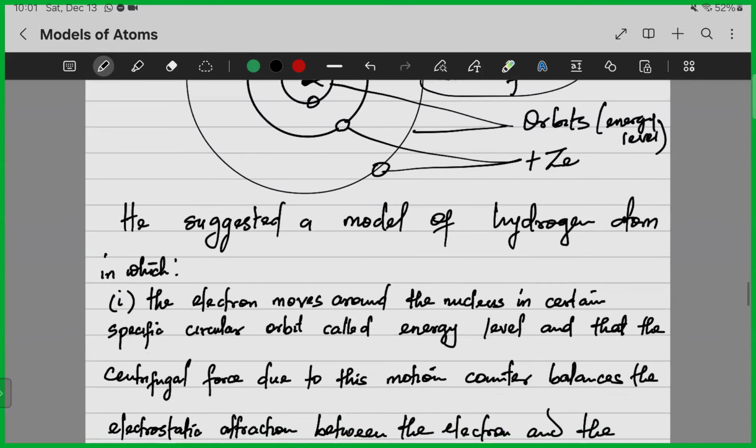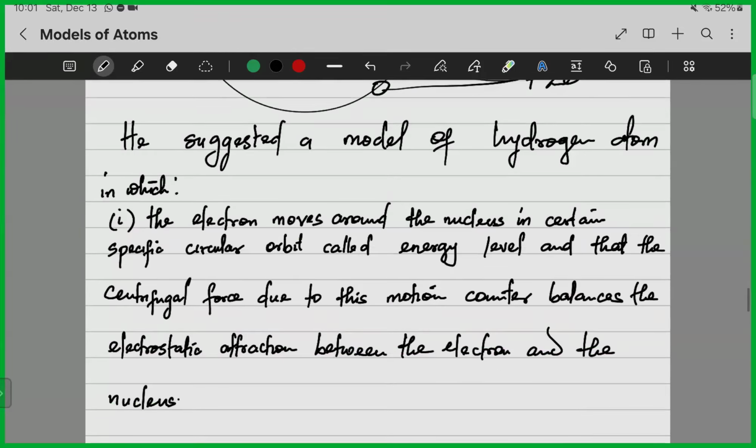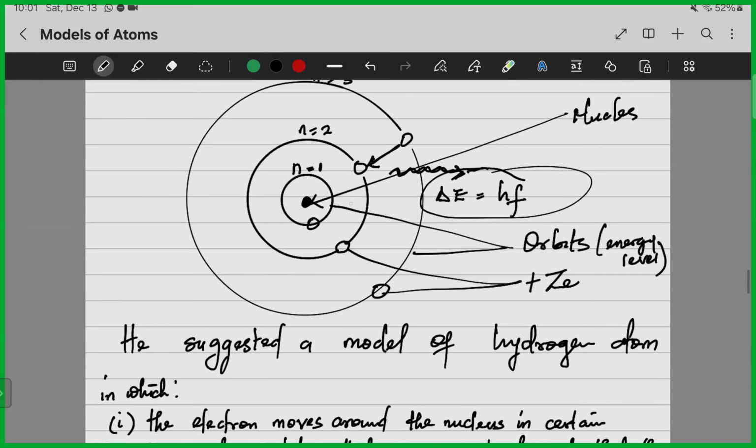But in the first point, we said the electron moves around the nucleus in certain specific circular orbits called energy levels, such that the centrifugal force due to this motion counterbalances the electrostatic force between the electron and the nucleus. Centrifugal force is what keeps it moving in orbit. It must balance the force of attraction between the nucleus and an electron. Why? Because the nucleus is considered to be positively charged, while the electron is negatively charged.